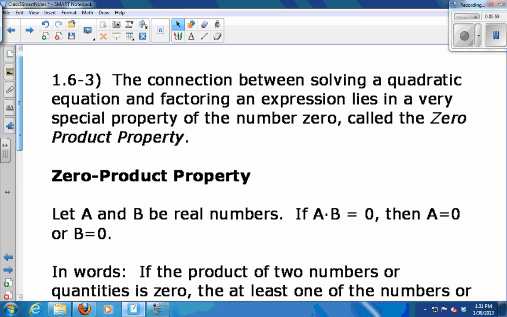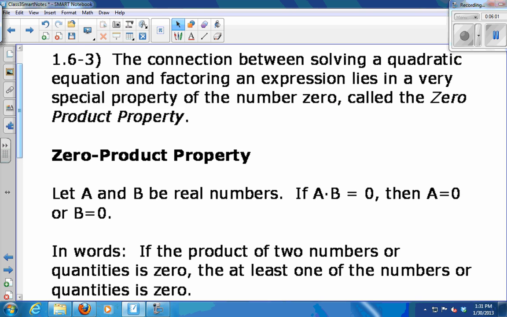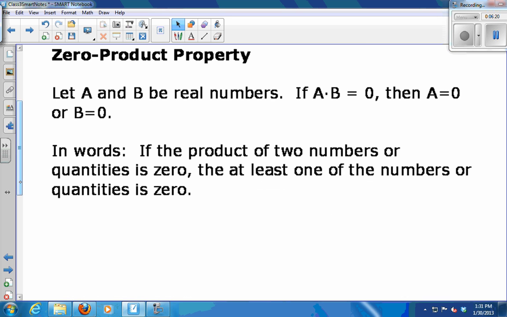Okay, so the purpose of reviewing factoring is that we're going to use this as a technique in solving equations, a quadratic equation. The connection between solving a quadratic equation and factoring an expression lies in this really special property of the number 0 called the zero product property. It says that if you are multiplying two things together and the answer is 0, one of your factors, one of the things you're multiplying, has to be 0. That's the only way to get 0 as the answer to a multiplication problem, is if one of the things you're multiplying together is 0.